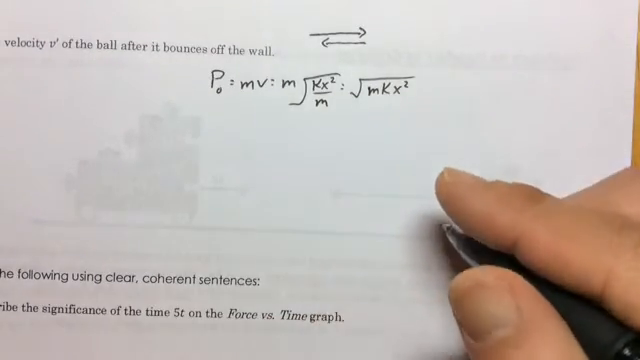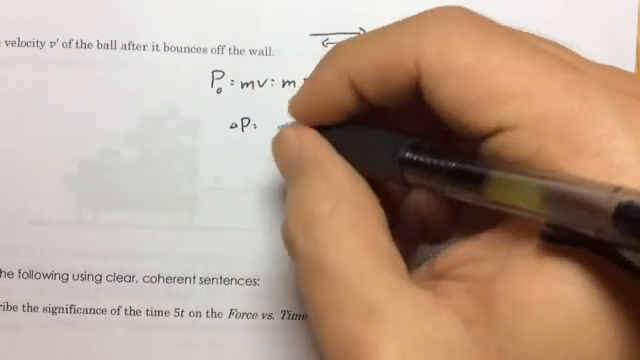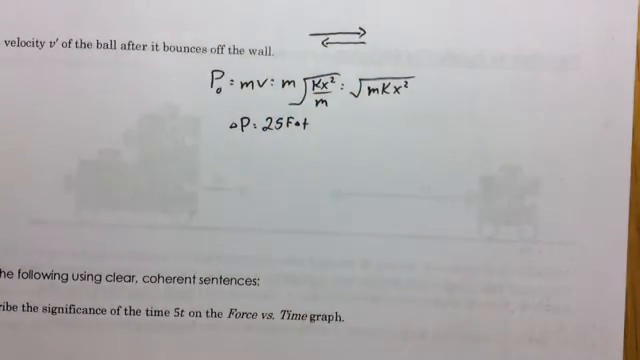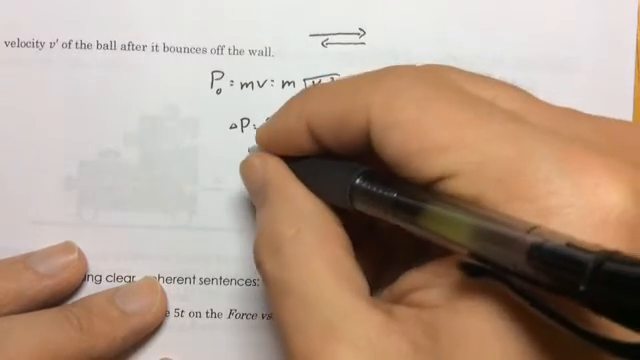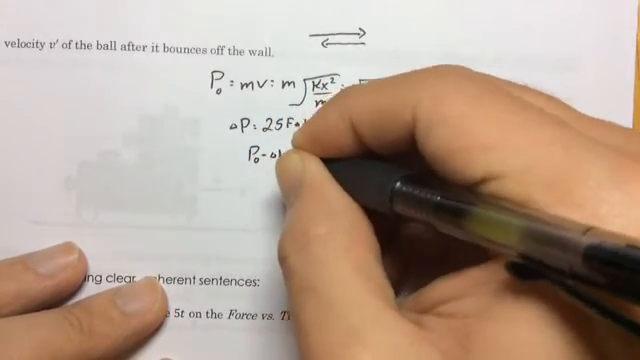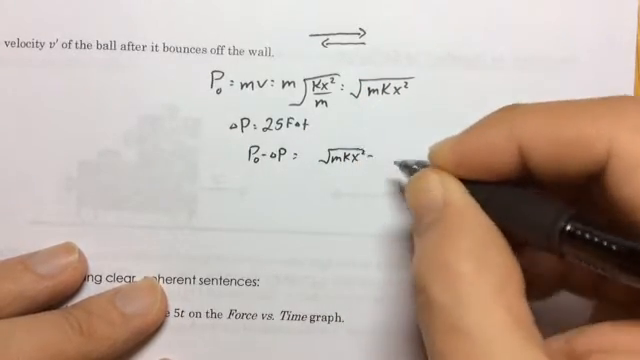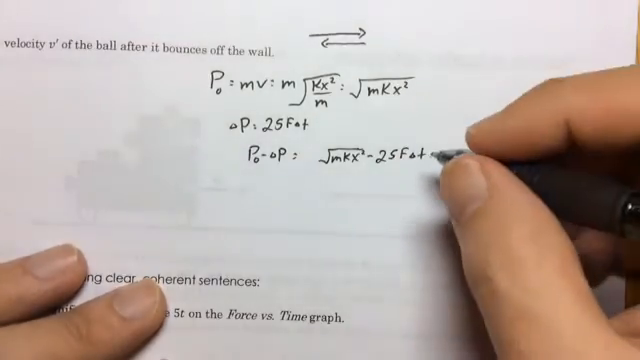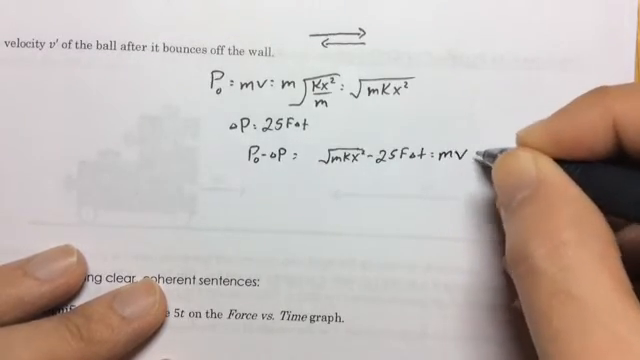So the change in momentum from the wall is equal to 25 F delta T. That's what we had from part 4. And so here we have the final momentum being the initial momentum, I guess we'll write that out, initial momentum minus the change momentum. So the initial momentum is mkx squared minus the change in momentum, 25 F delta T, and that's going to give us our final momentum, which is going to be mv prime.